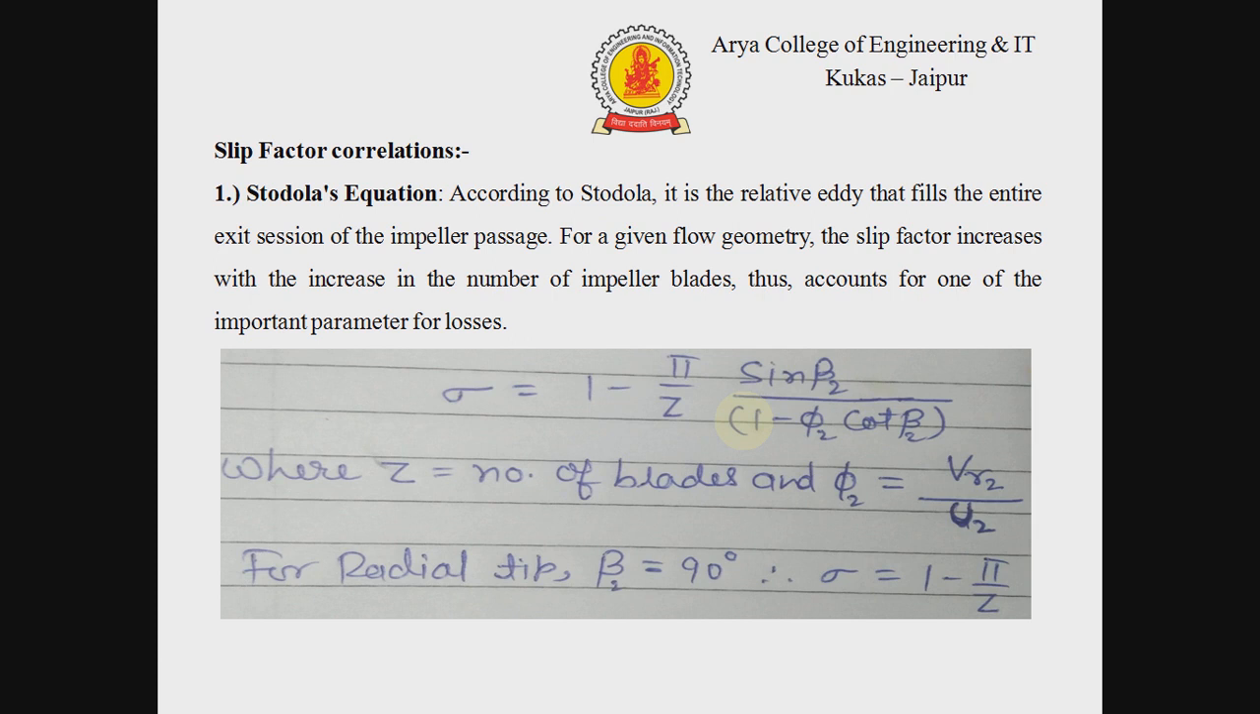According to Stodola, sigma is equal to 1 minus (pi by z) sine beta 2 divided by (1 minus phi 2 cot beta 2), where z is the number of blades and phi 2 is equal to the ratio of relative velocity at exit to the blade velocity at exit. For a radial tip, beta 2 is equal to 90 degrees and sigma is equal to 1 minus pi by z.